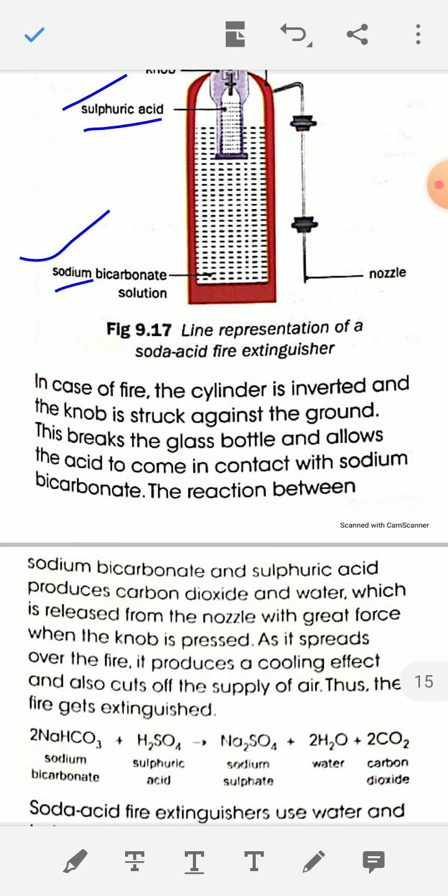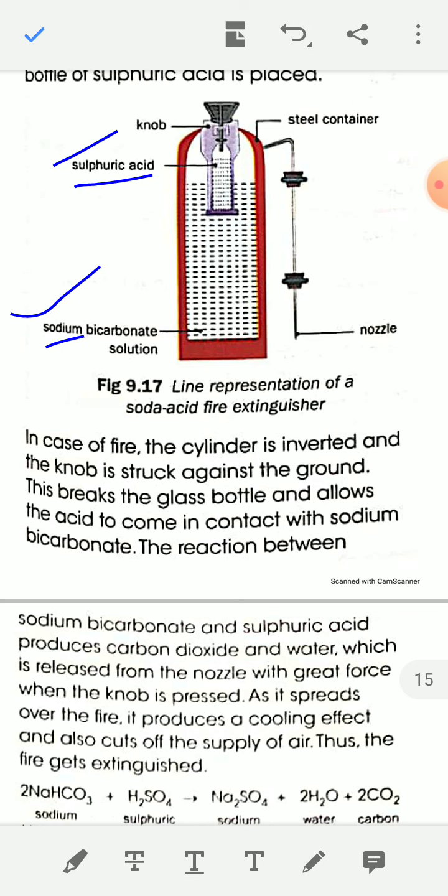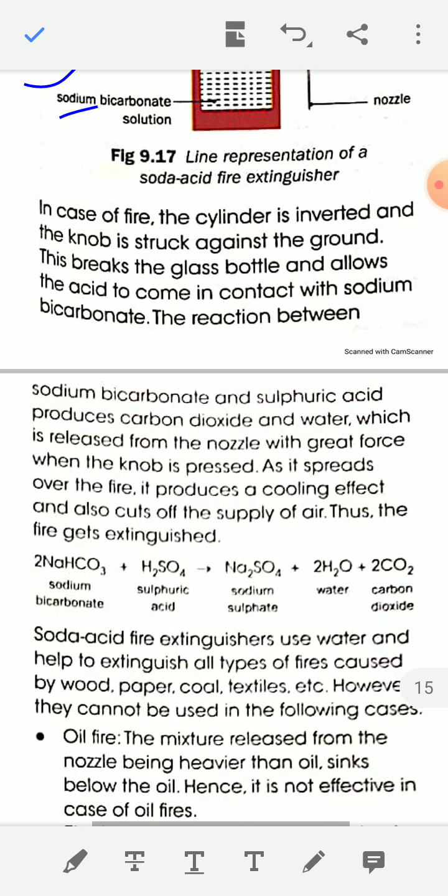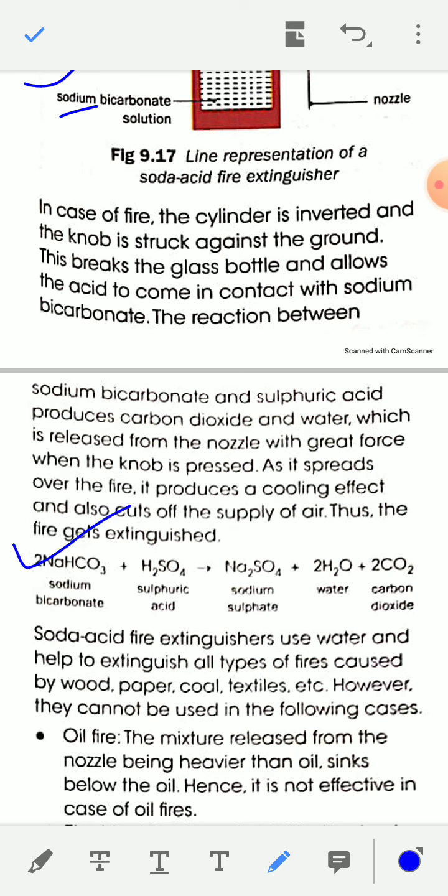In case of fire, the cylinder is inverted and the knob is struck against the ground, and this breaks the glass bottle and allows the acid to come in contact with sodium carbonate. The reaction between sodium carbonate and sulfuric acid produces carbon dioxide and water, which is released from the nozzle with great force when the knob is pressed. As it spreads over the fire, it produces a cooling effect and also cuts off the supply of air. Thus the fire gets extinguished.